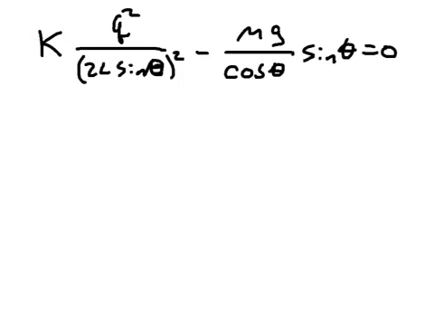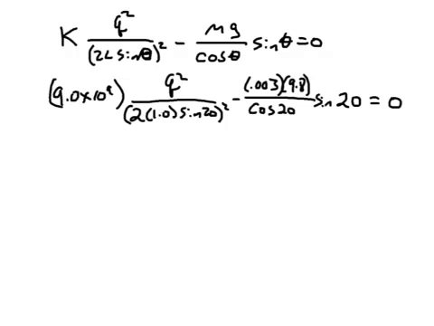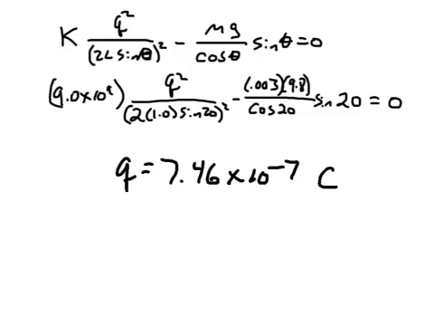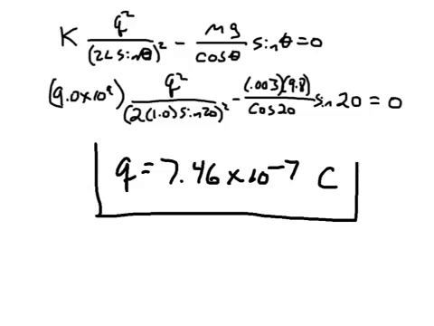Okay? So let's rewrite this. This is what it should be. Just checking to see if you're listening. And when we plug in the numbers, here's what we get. And then as we begin to solve, we will end up with 7.46 times 10 to the negative 7 coulombs as our charge on each sphere. Well, there's 2 more examples for you with a little explanation. Have fun.